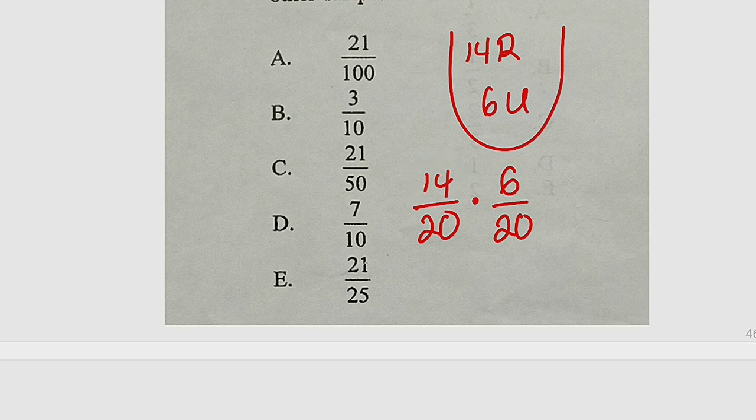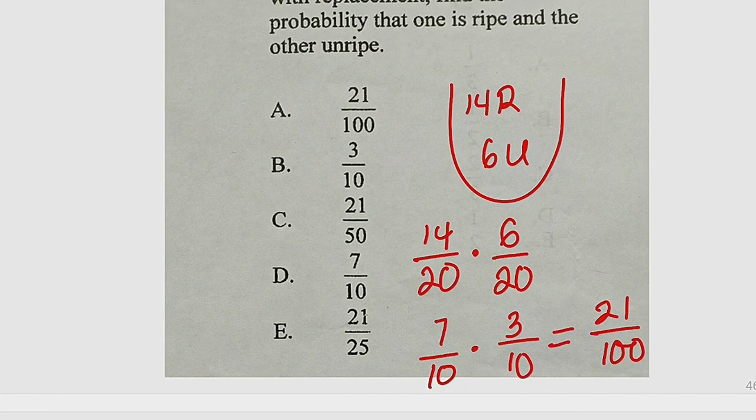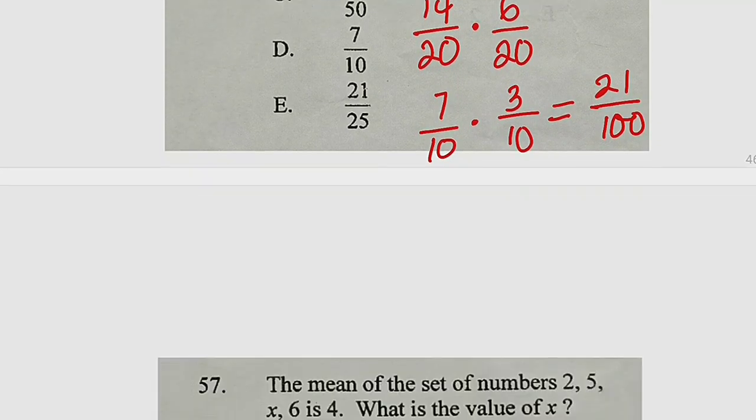2 here will give us 7, and 2 here will give us 10, multiplied by 2 here will give us 3, 2 here will give us 10. If you multiply the top, you have 3 times 7 is 21, 10 times 10 is 100. Therefore, the probability is 21 divided by 100, which is option A. Now let us move on to question number 57.